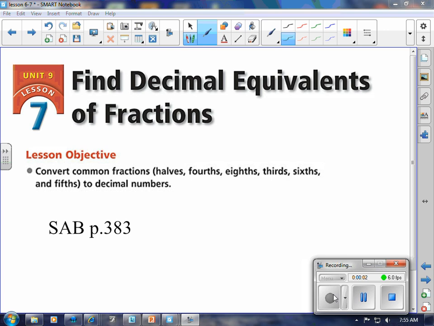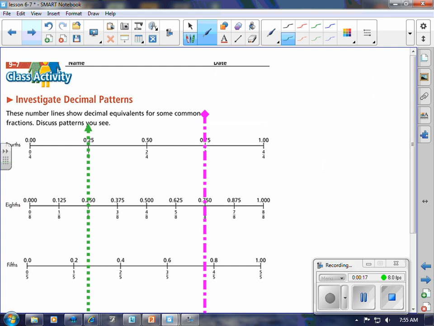Okay, Unit 9, Lesson 7, it's just finding the decimal equivalents of fractions, converting common fractions into decimals. And I think you guys have had some experience with this, so we should move pretty quick. This should be a fairly short day. SAB page 383, one page.